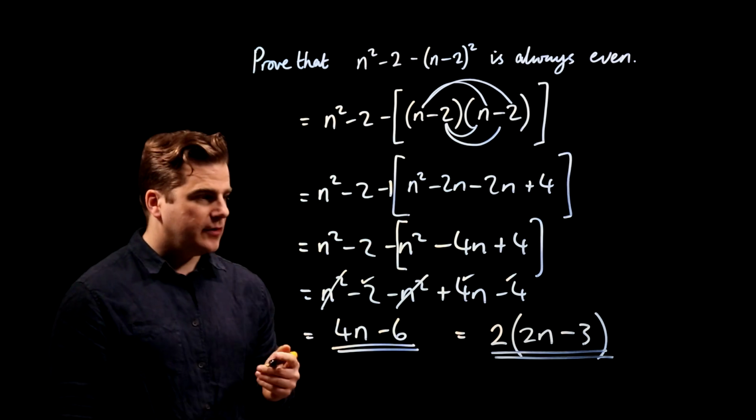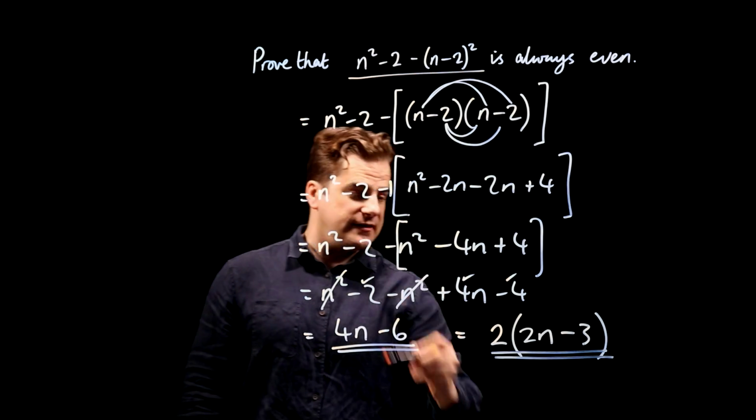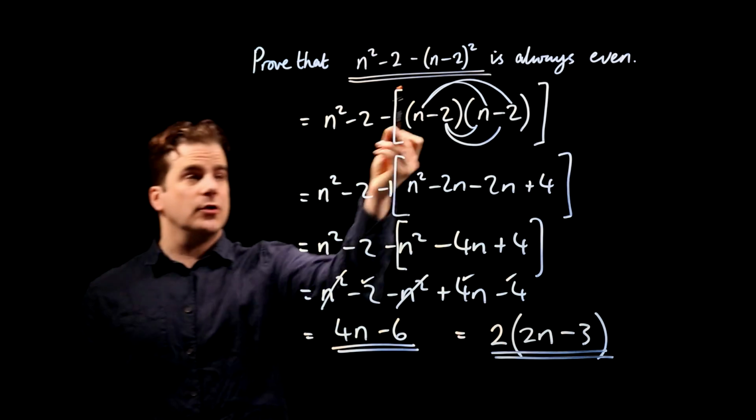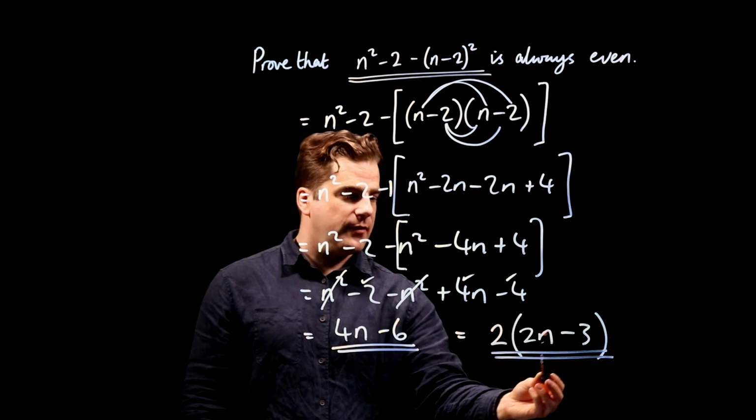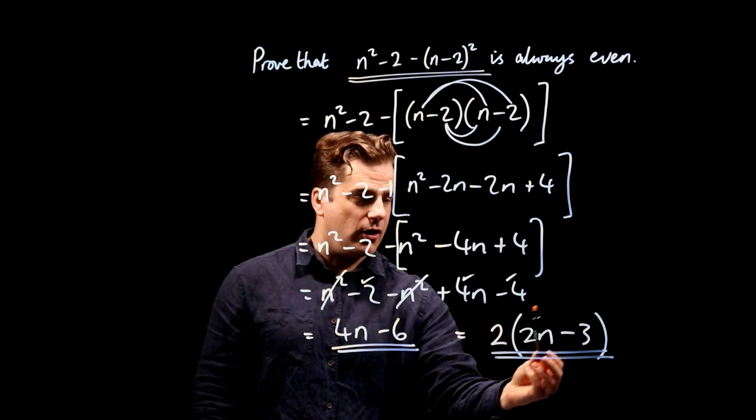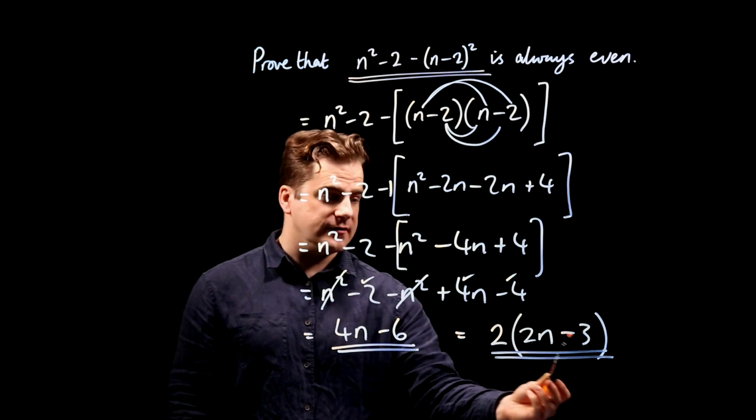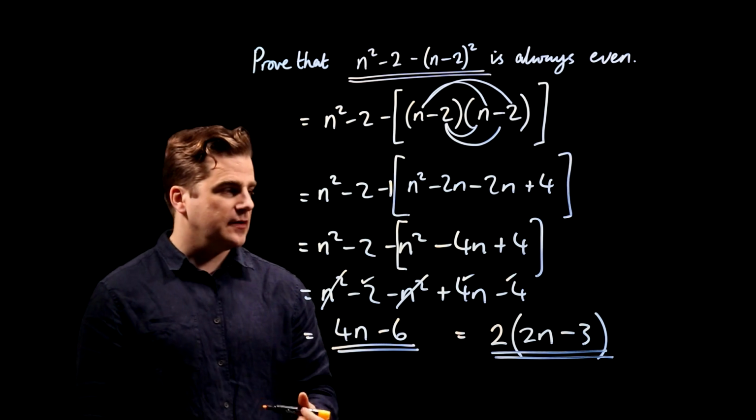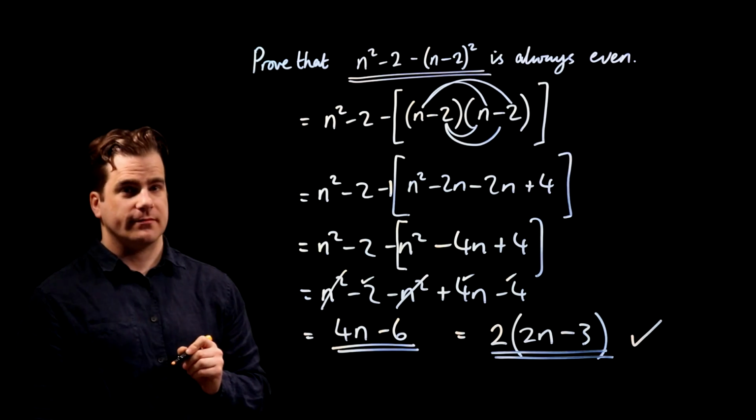Good. So we've proven that this, which is that, they're the same thing, will always be even, because whether 2n minus 3 is even or odd, it doesn't matter. We're multiplying it by 2, and any integer that you multiply by 2 is even. There we go. That's how it's done.